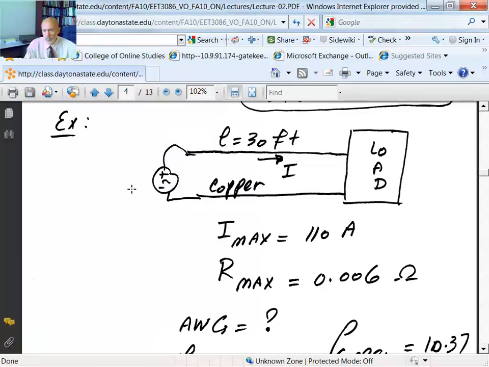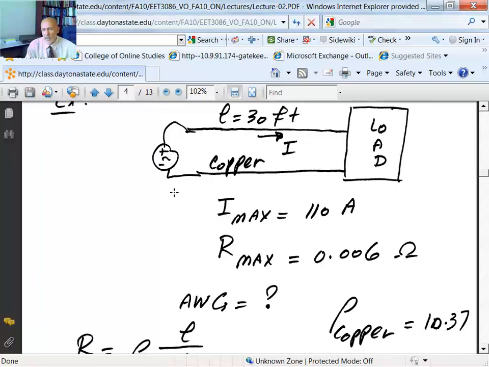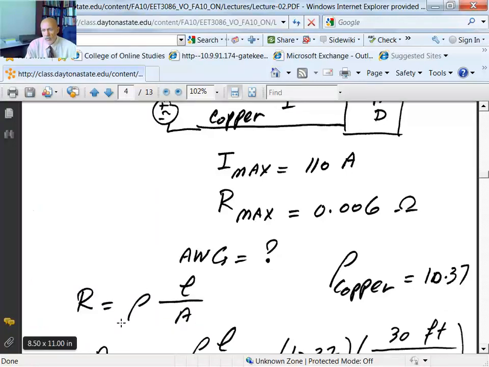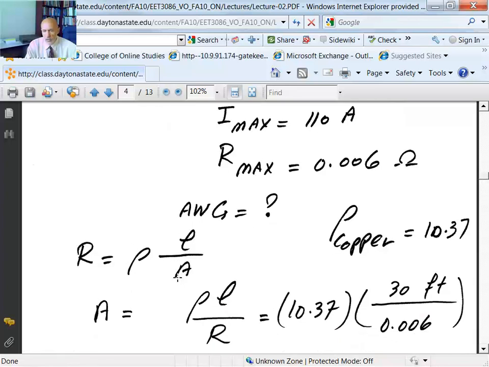up the system, or in this case your load, first you go back to this equation and you solve for the cross-sectional area, because that determines your circular mill, and from that you can look it up in the table, the American wire gauge table, to pick up the gauge number so you can be able to put it in.